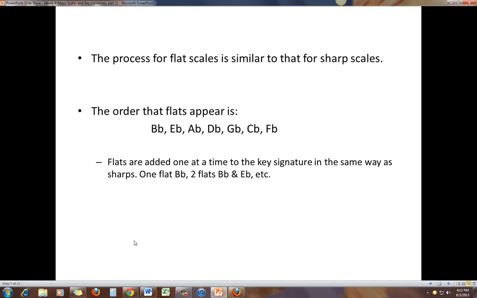The process for flat scales is very similar to that for sharp scales, but it goes in reverse. The order that the flats appear is B, E, A, D, G, C, and F flats. And again, the flats are added one at a time. If you have 1 flat, it's going to be B flat. If you have 2 flats, it will be B flat and E flat. 3 flats, B, E, and A, and so forth.